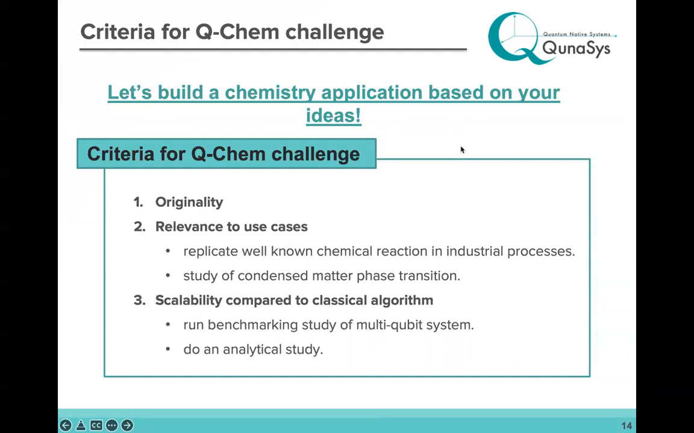The goal of this program is to build a chemistry application based on your ideas. The screening process is based on these three criteria. The first is originality. The second is how useful your algorithm is for quantum chemistry. Here are two examples: replicate a well-known chemical reaction in an industrial process, or study of condensed matter phase transition. Of course, other examples are also possible. The last one is scalability compared to classical algorithms. Again, here are two examples, but other examples are also possible.